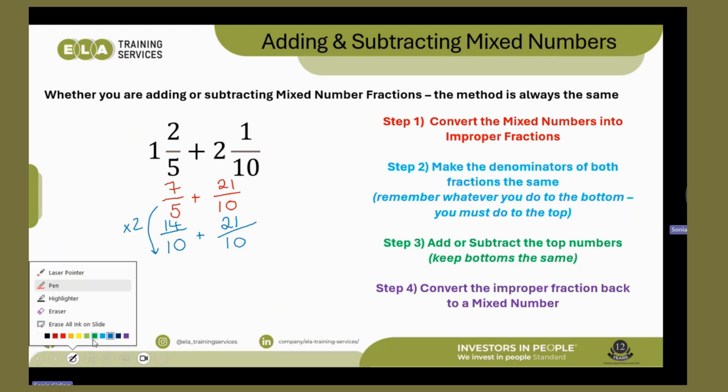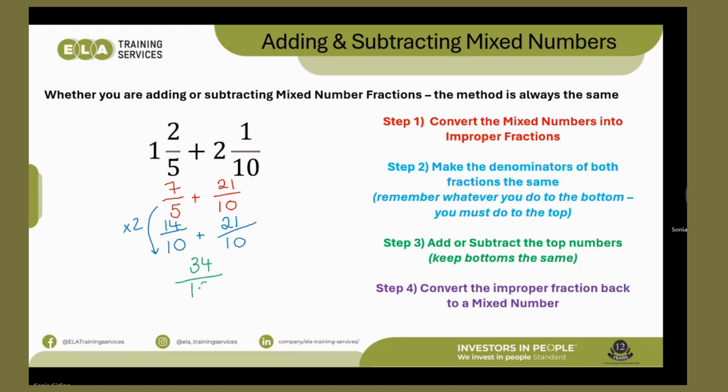Now we've got the same denominators, all we need to do is add or subtract the top numbers. As the question's an add, we're going to add them. So 14 add 21 is 35 over 10. And then our final step is to change that back into a mixed number by saying how many tens are in 35, which is 3 and 5 over 10. Now, what we can actually do as well is simplify the fraction.